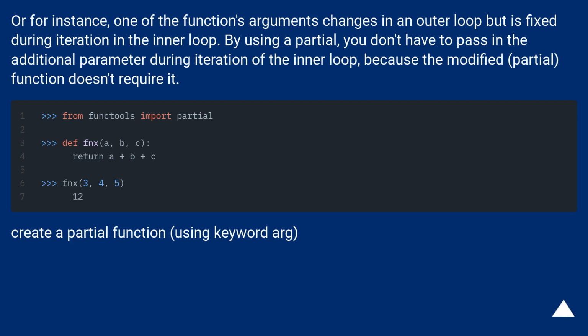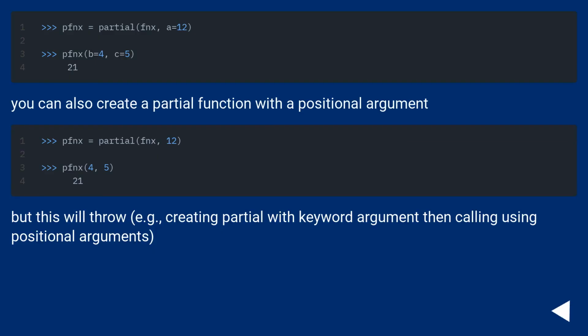Create a partial function using a keyword arg. You can also create a partial function with a positional argument. But this will throw, for example, creating a partial with a keyword argument then calling using positional arguments.